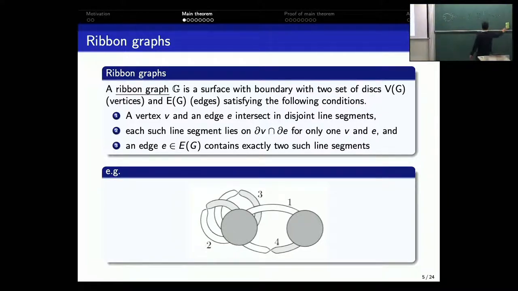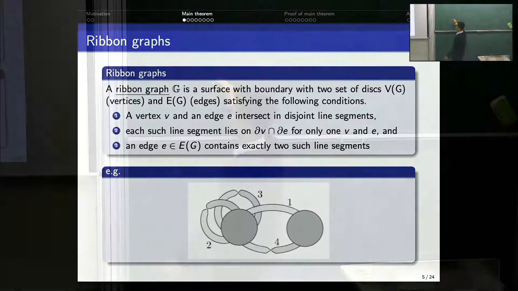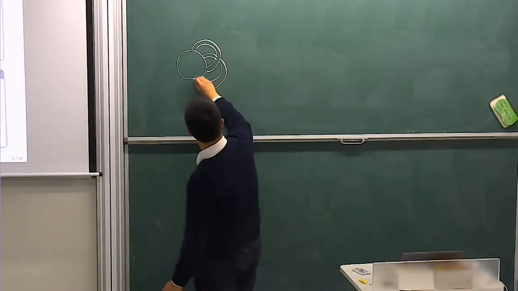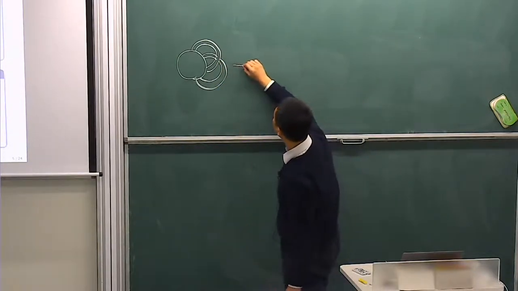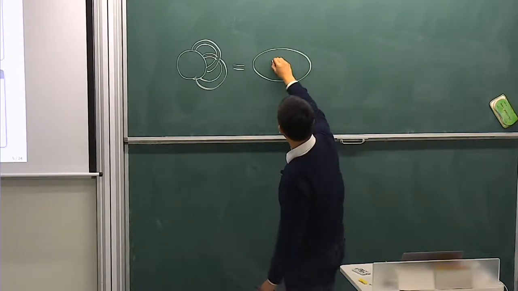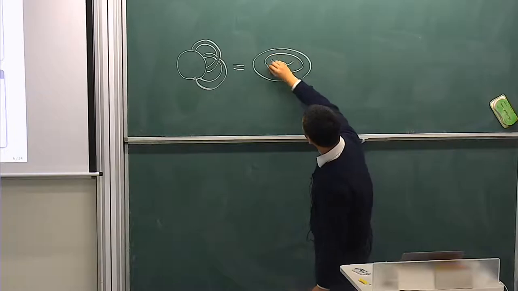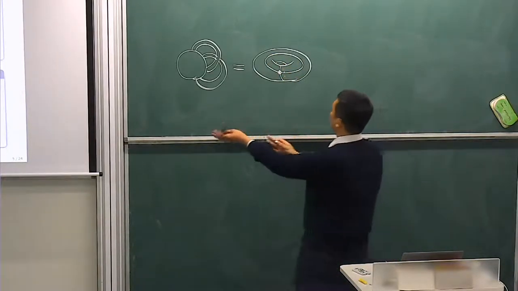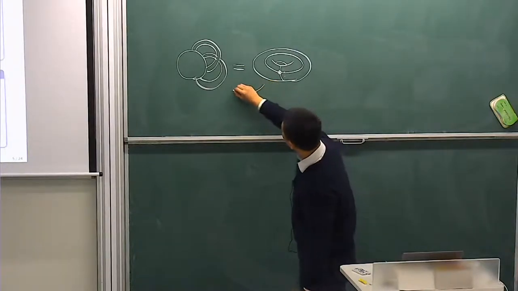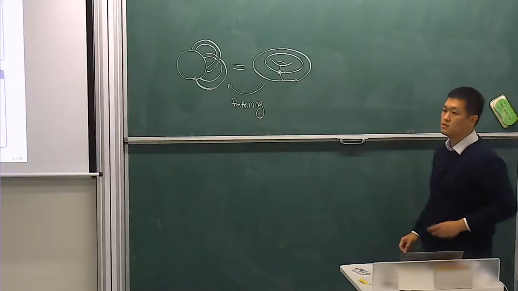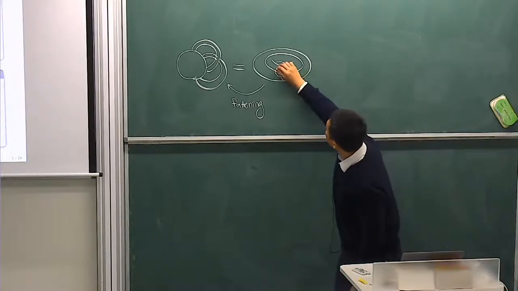Those who are familiar with topological graph theory can think of a ribbon graph as a cellularly embedded graph on a surface. For example, this one right here gives a ribbon graph, but we can also think of a graph on a torus, which looks like this. To obtain a ribbon graph from a graph on a surface, what you have to do is fatten the edges and vertices of the graph. So you can obtain something like this.